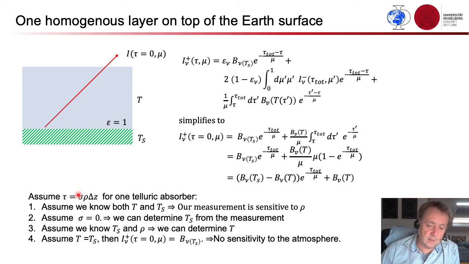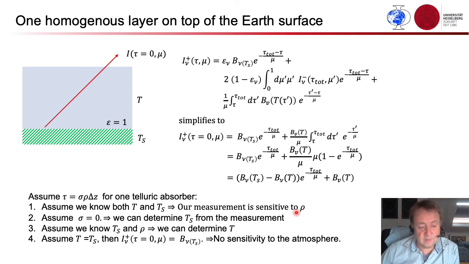So let us assume that the optical depth, tau or tau tot, is cross-section sigma times density times the geometrical thickness, and that we have only one telluric absorption. And now we assume that we know both the temperature of the atmosphere and the surface. And obviously, then these measurements can tell us something about the density of our trace gas. We measure a certain absorption feature, and that absorption feature can be related to the amount of the absorber in the atmosphere.